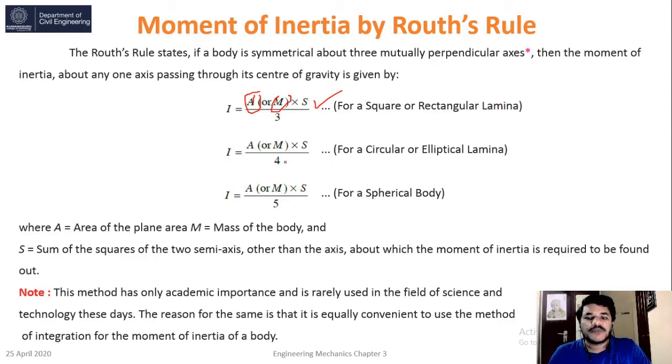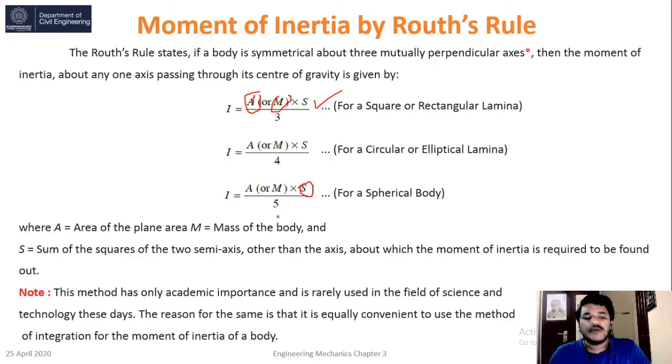Okay, so this is the formula, A into S by 3 for square and rectangular lamina, and I equal to A into S by 4 or M into S by 4 for circular and elliptical lamina, and for spherical shape A into S by 5 or M into S by 5. So here the last term S is the sum of squares of the 2 semi-axes other than the axis about which the moment of inertia is required to be found out.